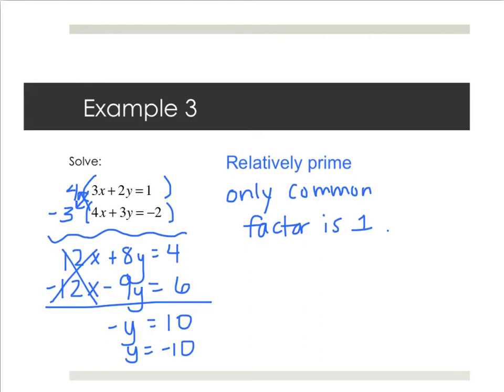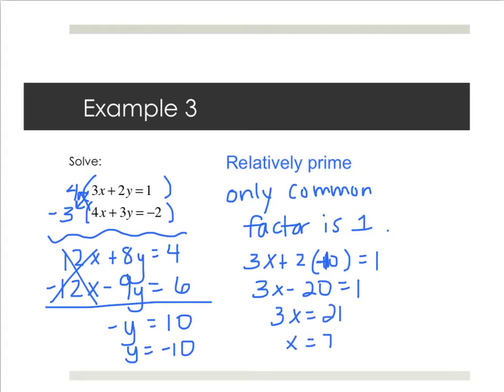Then you go back and plug it in. So 3x plus 2 times negative 10 equals 1. 3x minus 20 equals 1. Add 20 to both sides. 3x equals 21. x equals 7. And we've got our ordered pair, 7, negative 10.